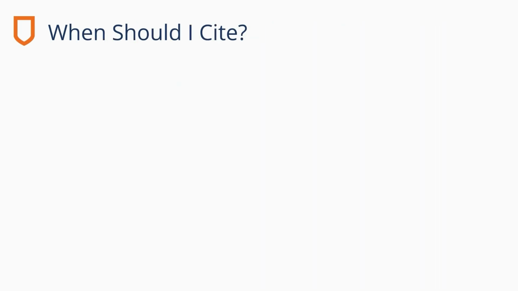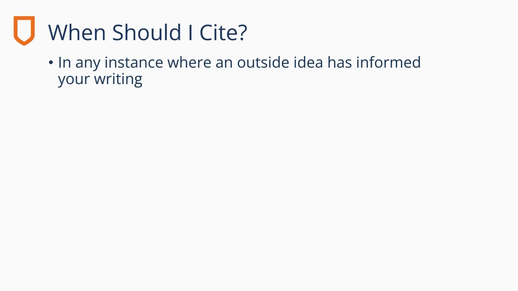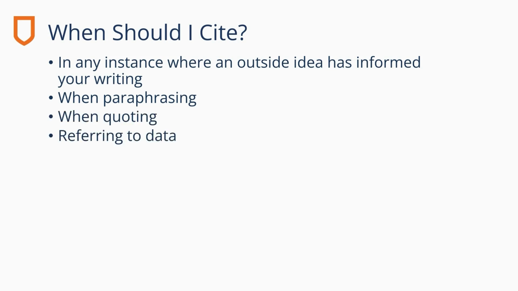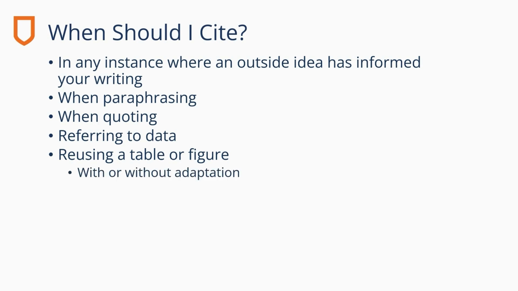To practice good academic integrity, you need to cite any instance where an outside idea has informed your writing, any idea that didn't generate from within you. Even if the idea did generate from within you, or from your personal experience, you may still want to find a reliable source to help you support your point. So be sure to cite when both paraphrasing and quoting, as well as when referring to data like statistics, and if you're reusing a table or figure. If you adapt a table or figure, you must state that when you cite it.